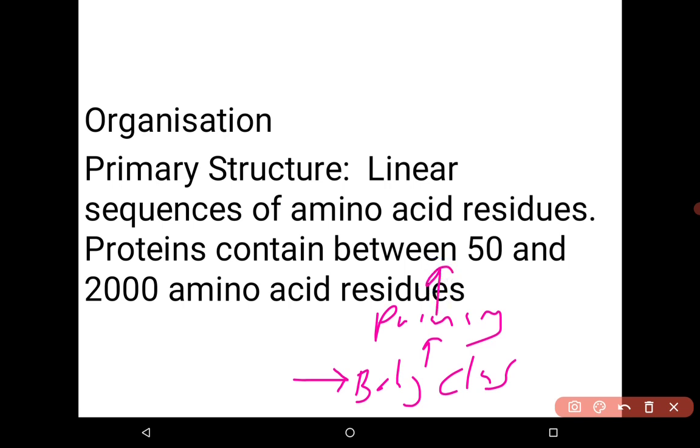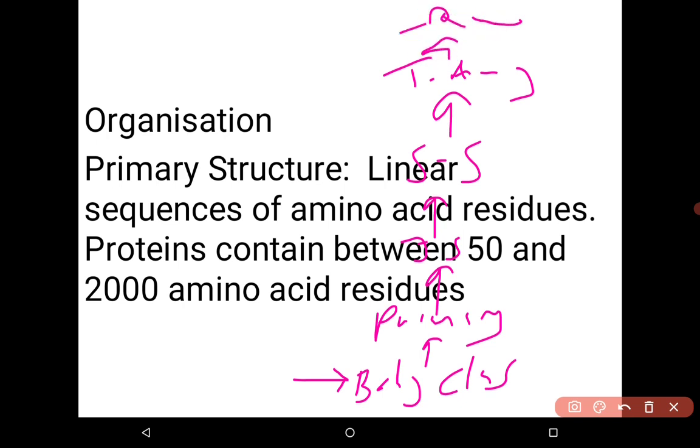Then after that, they go into junior secondary, which is grade 8. After junior secondary, they go to senior secondary. After senior secondary, you finish and go into tertiary, then into quaternary. This is how these proteins also begin. So we'll look at this.